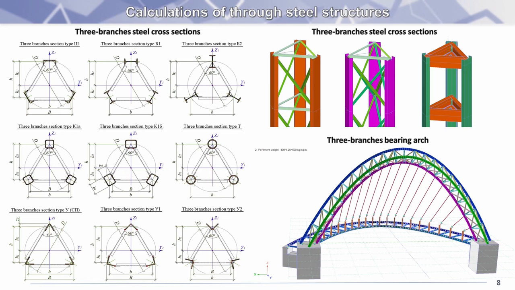Through three branches, cross-sections are widely represented in our software package. The program offers a wide range of such cross-sections with different profiles of branches. All three branches are taken from the same profile, they form a regular triangle and are oriented with the principal axis symmetrically with respect to the center of the cross-section.